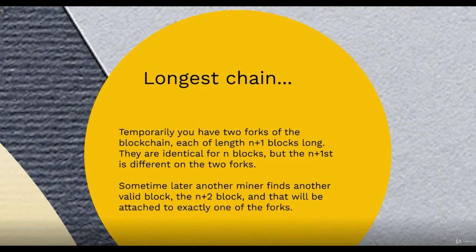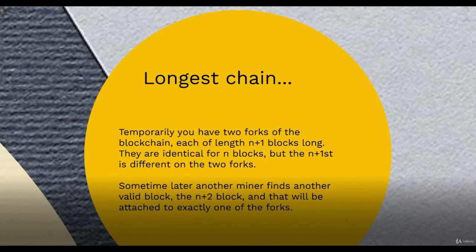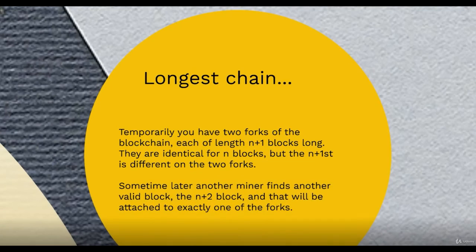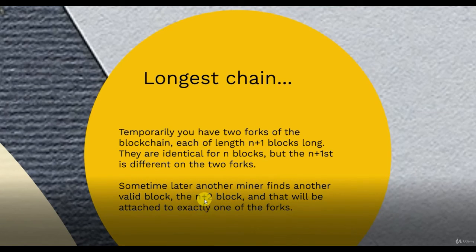So now you see there are two forks added, each of length n plus 1, which means the B5 blocks. Two forks are being added. Now when another miner tries to place the new block here, he will find exactly one of the forks.